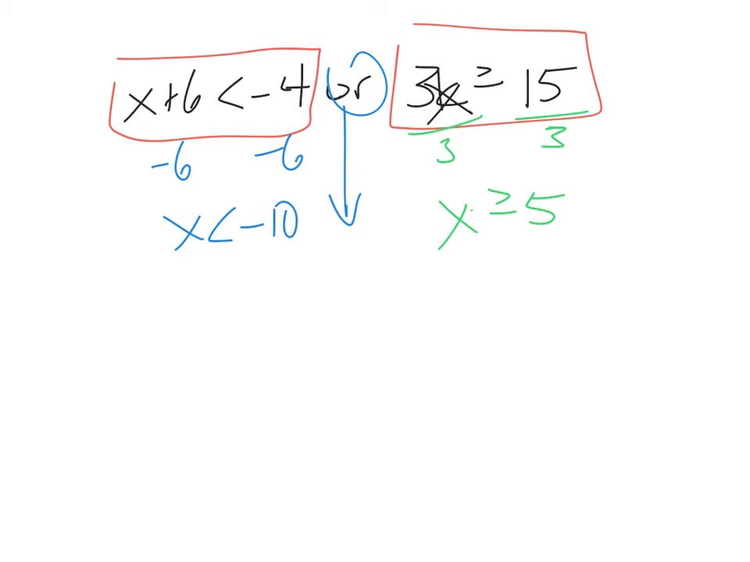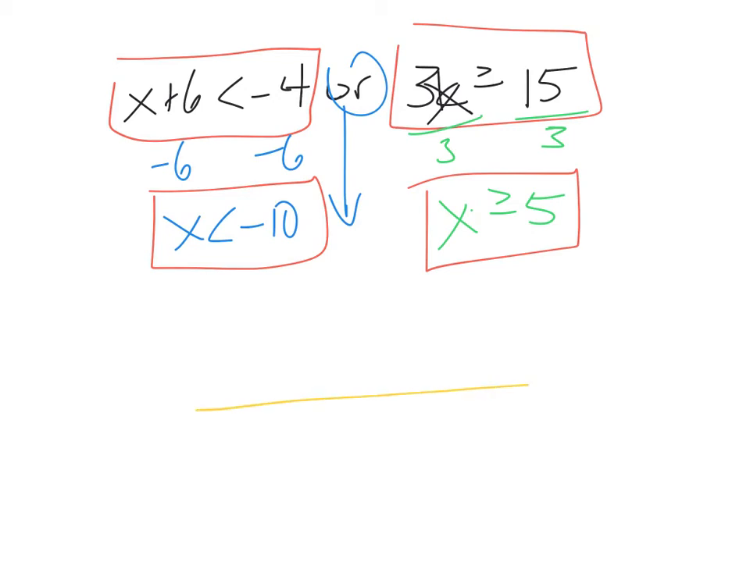Okay, so now let's think about it. One or the other can be true. Either x can be less than -10, or x can be bigger than or equal to 5. So if we graph our solutions on a number line again, the two numbers we're dealing with here are -10 and 5. Okay, for -10, x can be less than -10.